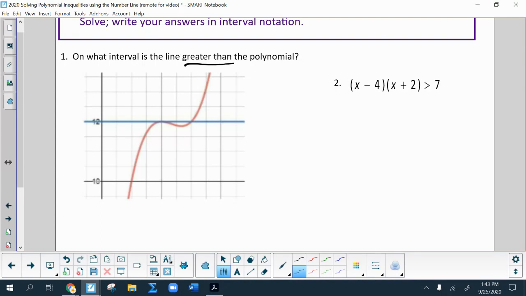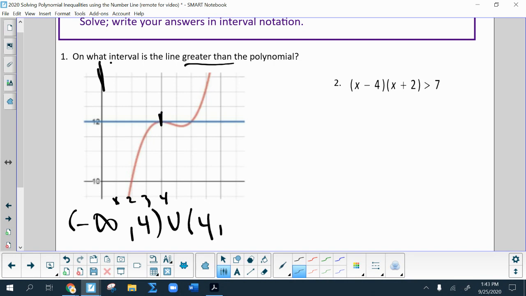So the line is greater than the polynomial. It looks like from negative infinity to this number here. Well, it's great that the graph doesn't tell you what the x values are. This is the y-axis here. This is the line 10, but this is 1, 2, 3, 4. So from negative infinity to 4, and then from 4 to 4, 5, 6. It's the greater than thing that makes you have to write it like that. If that's a greater than or equal to, then you could just go from negative infinity to 6.